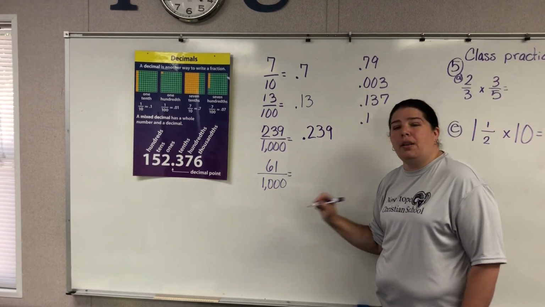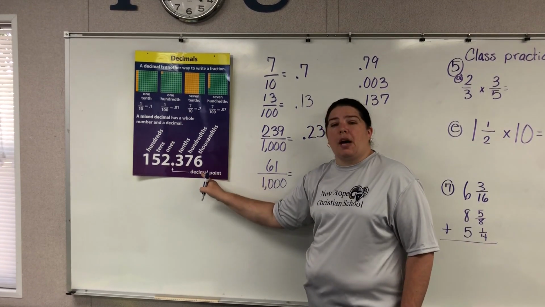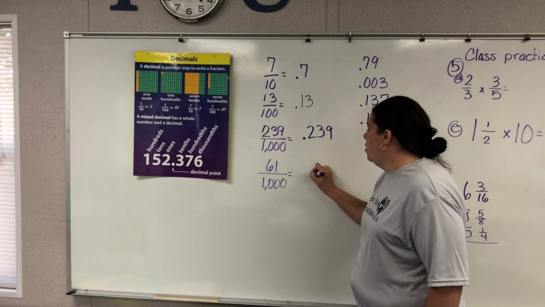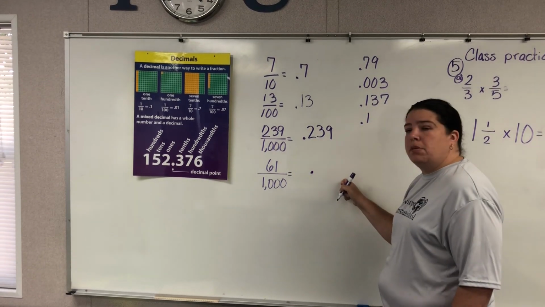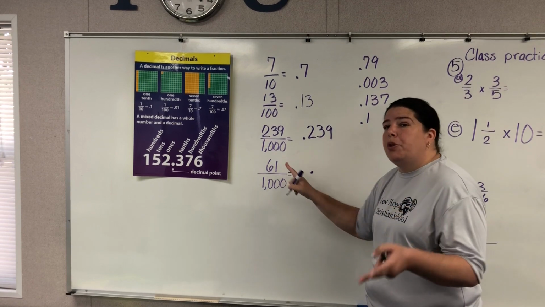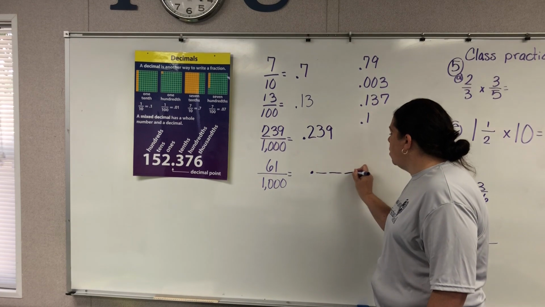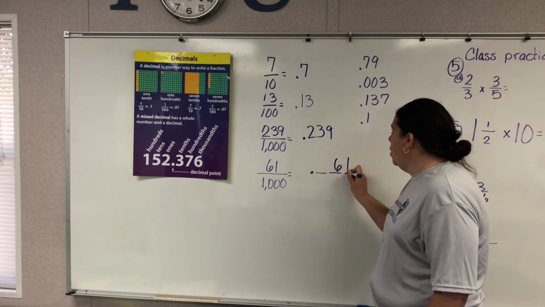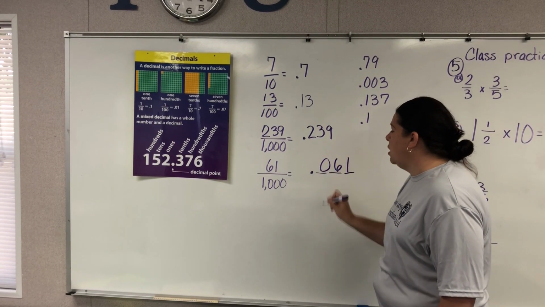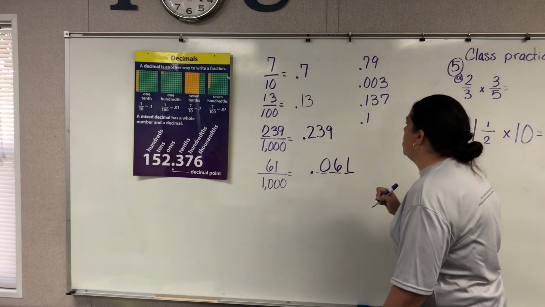How about 61 thousandths? Please remember how many place values you need, and make sure you have one for each place value. Even though 61 only has 2 digits, you need 3 place values. So 1, 2, 3, 61, and you need the 0 here. Make sure it goes before the number if you need a spacer there.